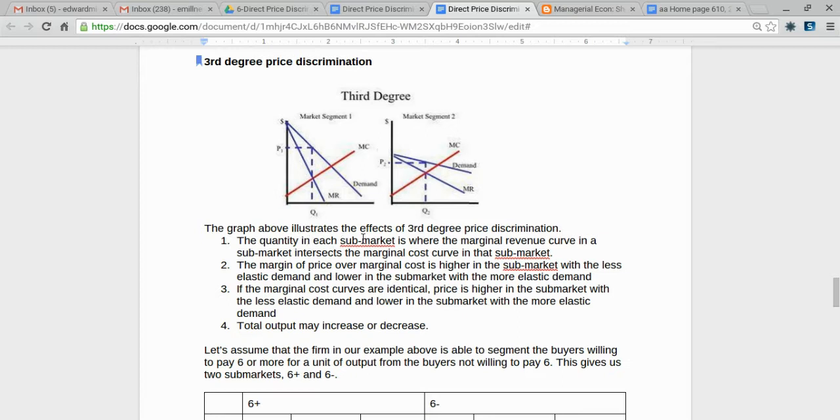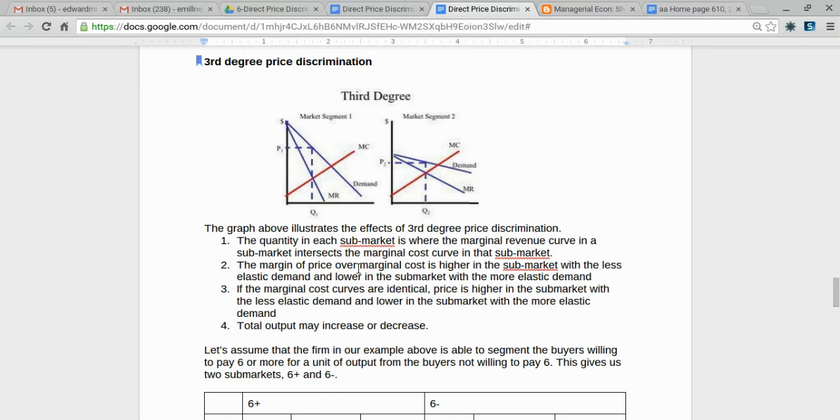The quantity in each submarket is where marginal revenue intersects marginal cost. So Q1 is the quantity that maximizes profit in submarket 1. And if I go up to the demand curve at that quantity, P1 is the profit maximizing price in submarket 1. Marginal cost intersects the marginal revenue in submarket 2 above Q2. So Q2 is the quantity that maximizes profit in segment 2, and P2 is the price that maximizes profit in segment 2.